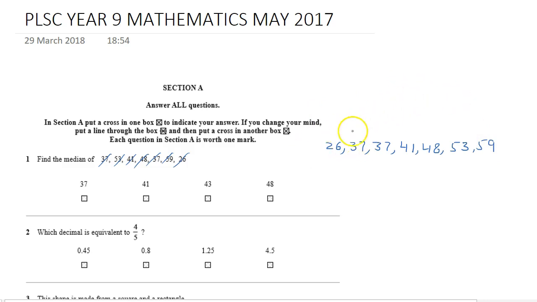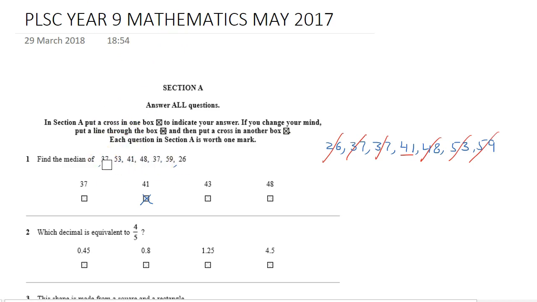So now cancel the extreme ends, cancel, cancel, cancel. So 41. So the answer is 41. Let's try to write it properly. That is 41. That is the answer. There's another method you can use for the same question.